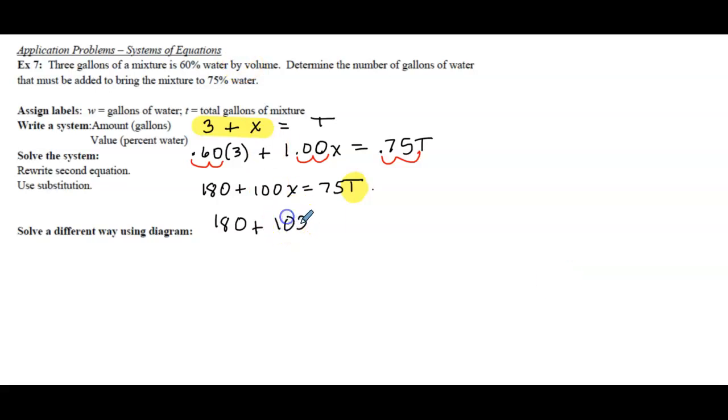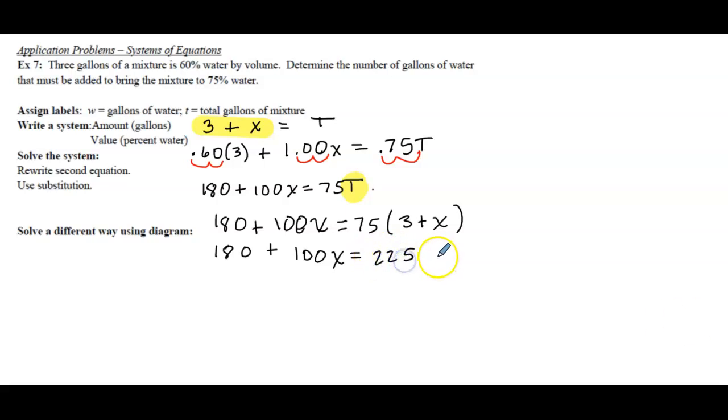All right, 100x equals 75 times 3 plus x. All right, lots of fun. So 180 plus 100x is equal to 75 times 3, which is 225 plus 75x. So let's move that 75x over here, and let's move that 180 to the right.